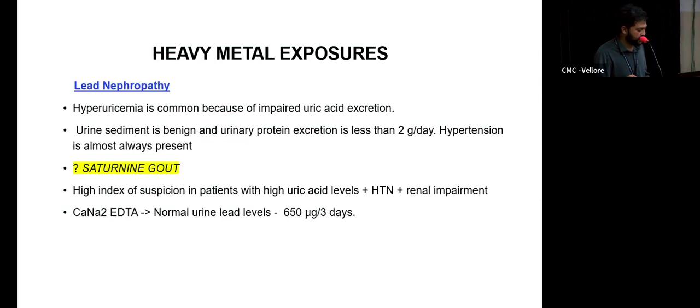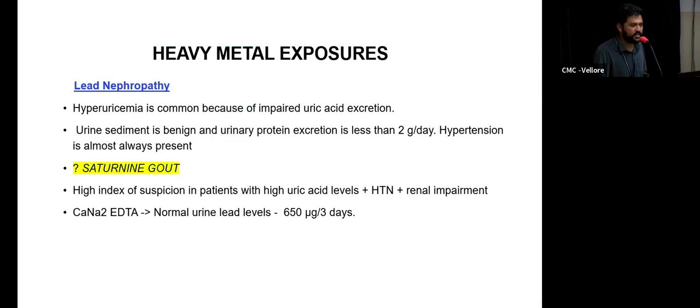Urine sediment is usually benign and urine protein excretion is again in the tubular range, with less than 2 grams per day. Hypertension is usually seen, since uric acid can contribute, although in a small manner, to hypertension. And even otherwise, lead nephropathy has been shown to cause hypertension.